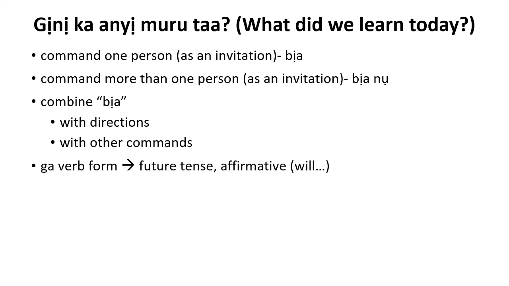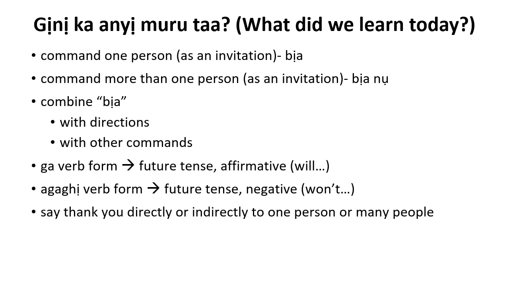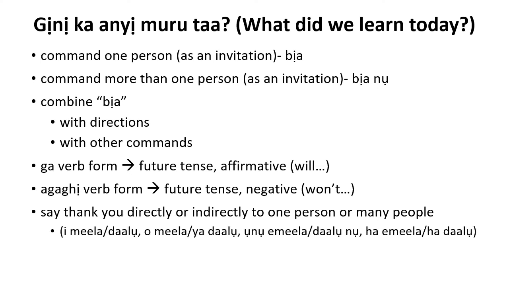We reviewed the ga verb form, which we've seen over and over again and is used as the future tense in the affirmative form to say will do something or will happen. Today we also learned about the agaghị verb form, which is the future tense in the negative form to say won't do something or won't happen. Then we learned how to say thank you directly or indirectly to one person or to many people with all the different forms of imela and dalo. Finally, we ended with Ginį and talked about Chidalu and Chiemela.